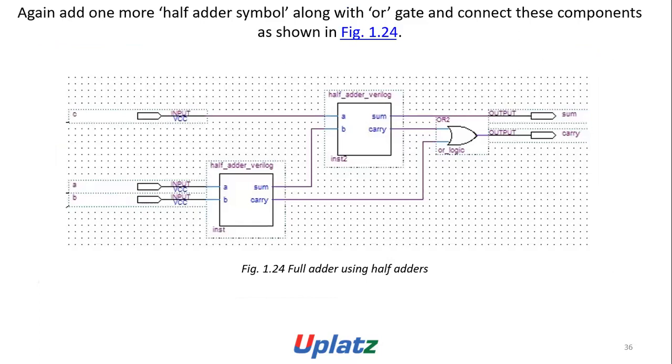Again, add one more operator symbol along with an OR gate and connect these components as shown in the figure. Two operators are taken. Then the connections are done as shown in the figure for the full adder.